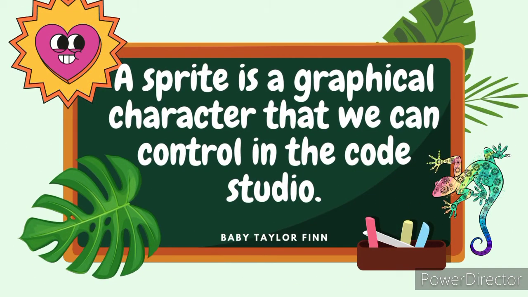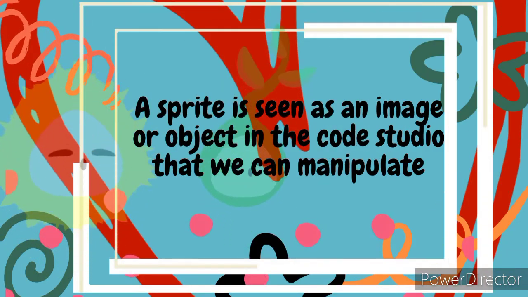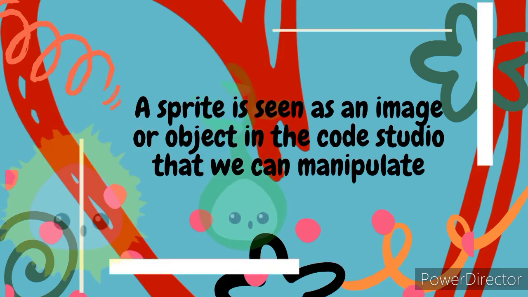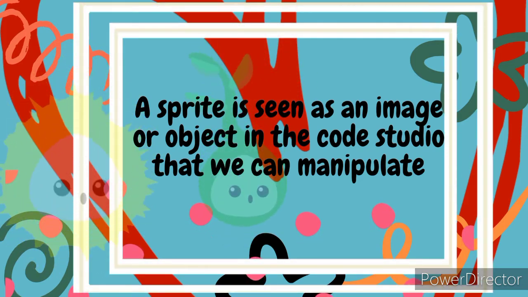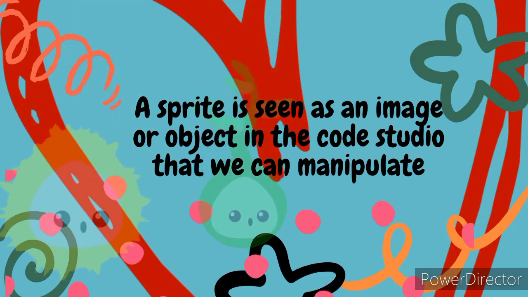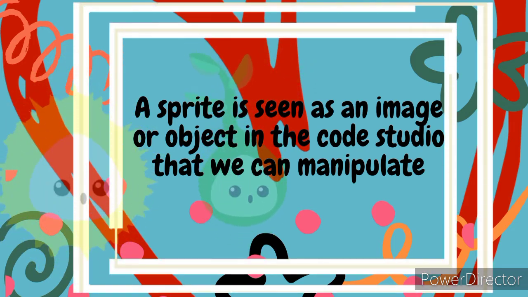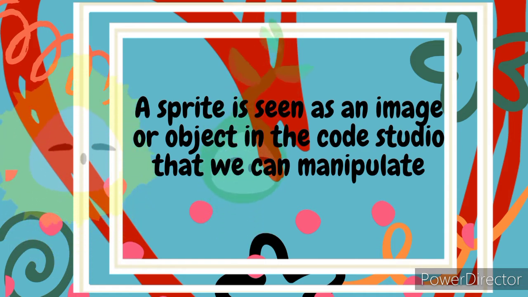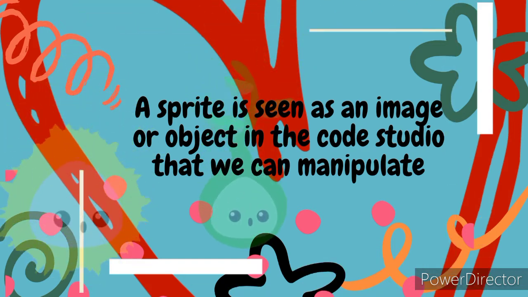First of all, a reminder, we said in our previous class that a sprite is a graphical character on the screen that we can control. We should know that sprites can be manipulated by us and can be controlled by us. Sprites are any character on the screen or images or objects that we can control and manipulate.